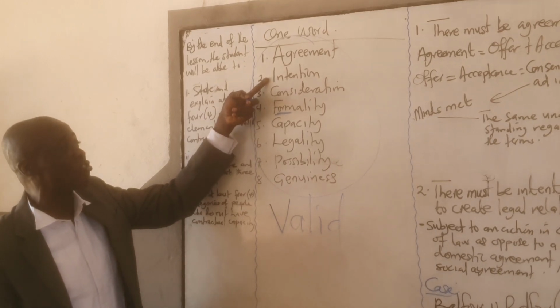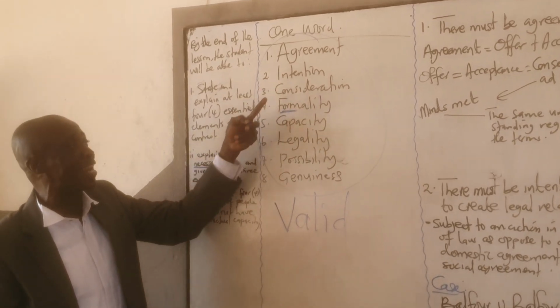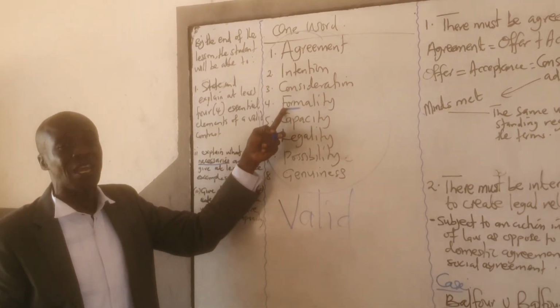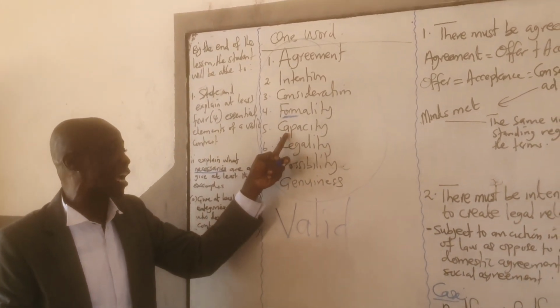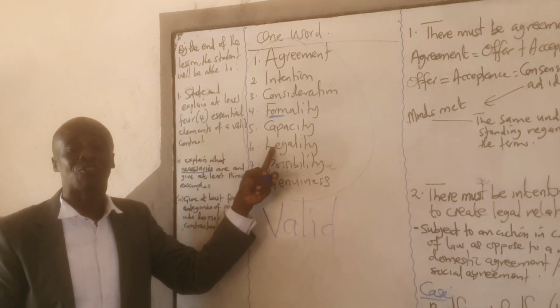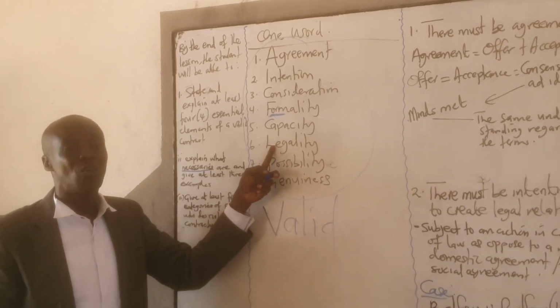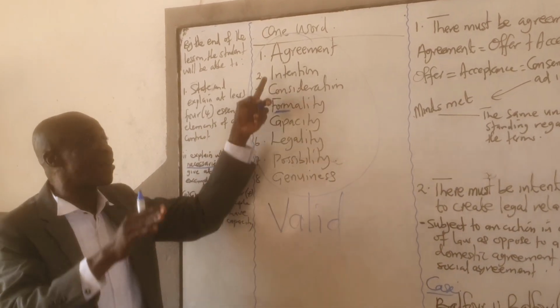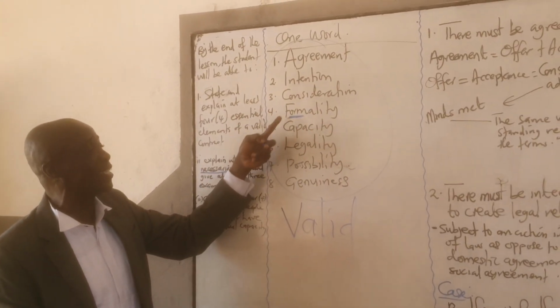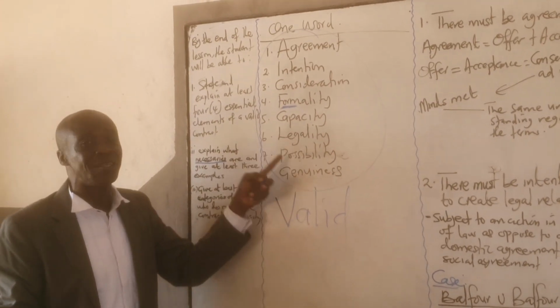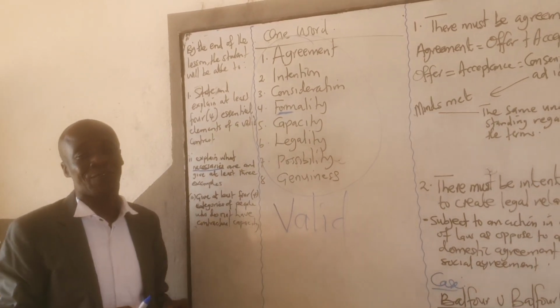Agreement, intention to create legal relation, consideration has been provided, there is formality or it took the form that it's supposed to take, there is capacity, both parties have contractual capacity, but the terms of the contract were not legal, then it will not be valid. Agreement, intention, consideration, formality, capacity, legality, but it is not possible to perform.